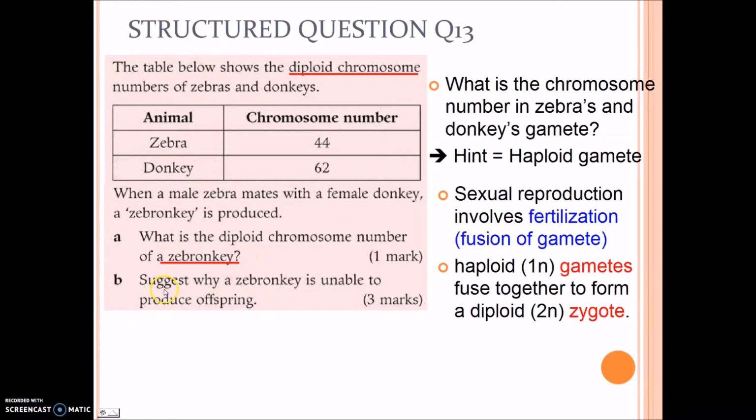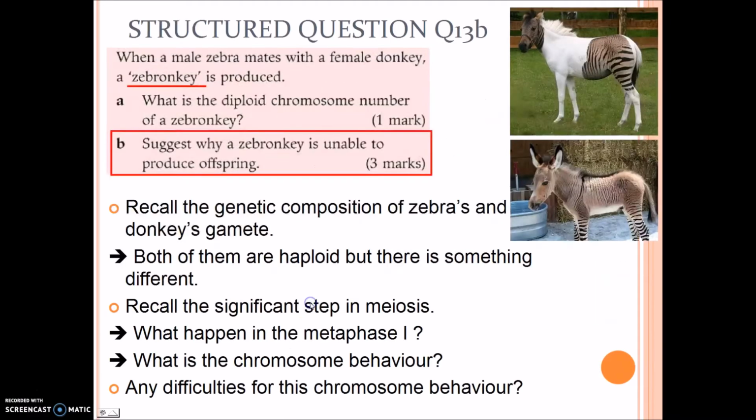And then for part B, suggest why a zebronkey is unable to produce offspring. Before we talk about the question, I would like to show you the picture of the zebronkey. They are quite funny. In the pattern, in one part you can see, oh, it's a zebra, but this part is not. And then you can see the big ears of the donkey, the very significant feature of them.